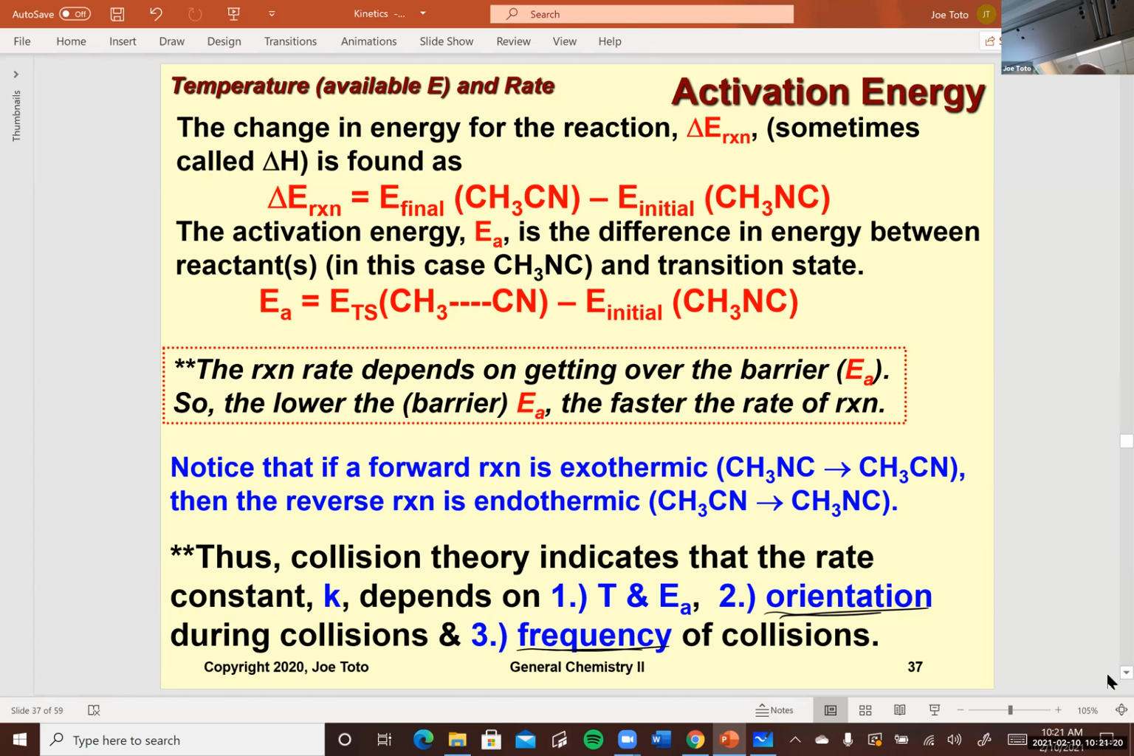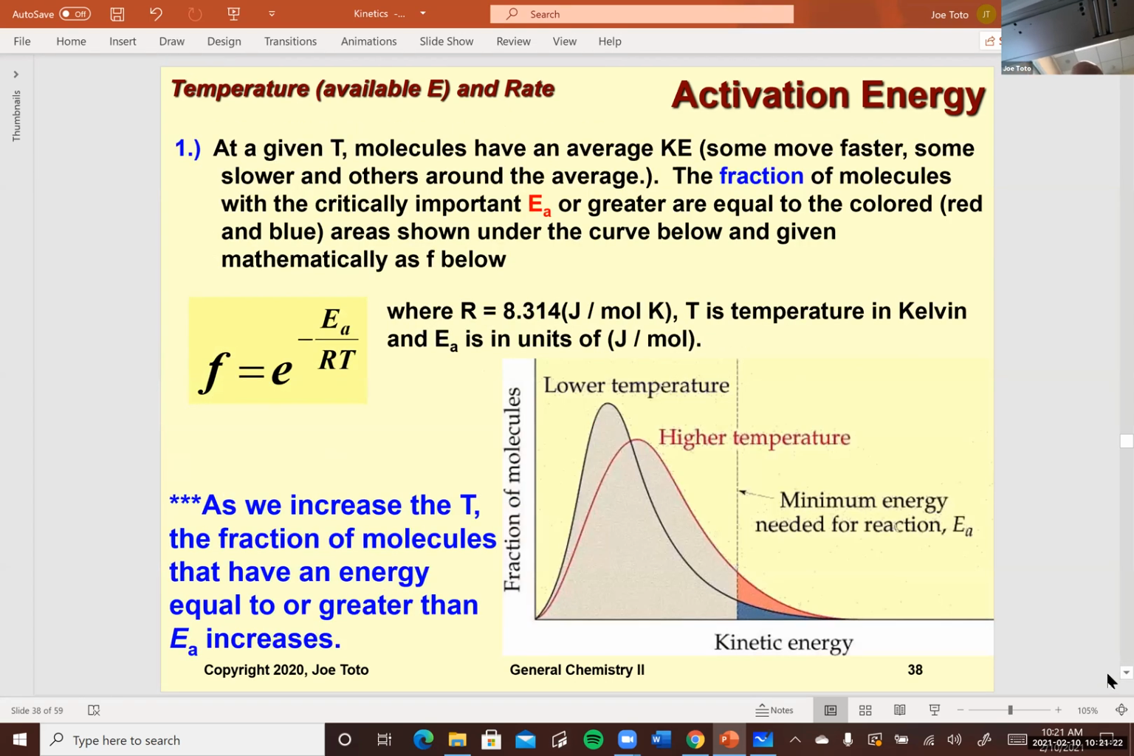So let's take a look at how Arrhenius pictured that. Okay, so Arrhenius, he wants to look at a collection of molecules or particles, which has been done mathematically by Boltzmann.